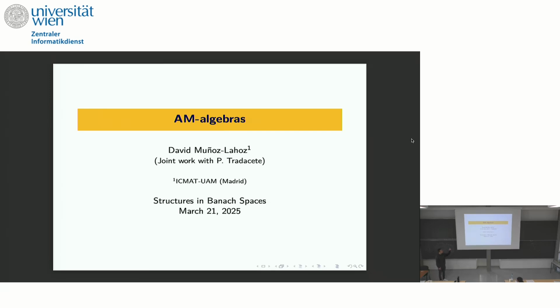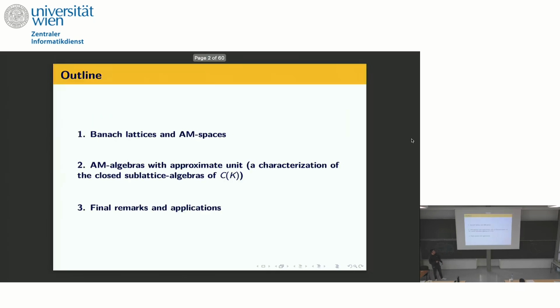I'm going to talk about AM-algebras. What are they? I'm going to motivate their introduction and the problem we tried to solve with this notion. They are a structure in Banach spaces, so I think it fits in here. But basically, this is part of Banach lattice theory. So I'll give a very short, brief introduction to Banach lattices, just three definitions. It's enough to understand this notion.